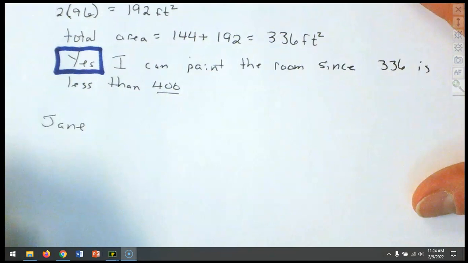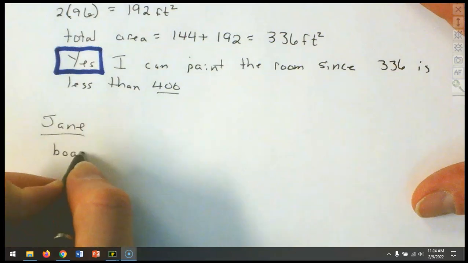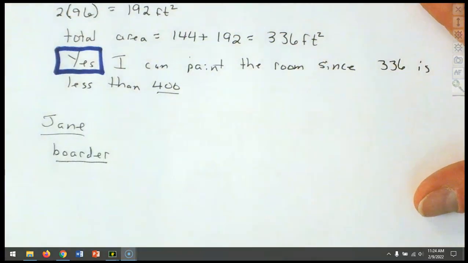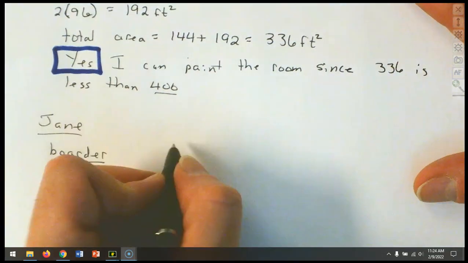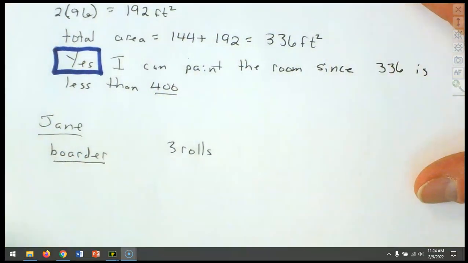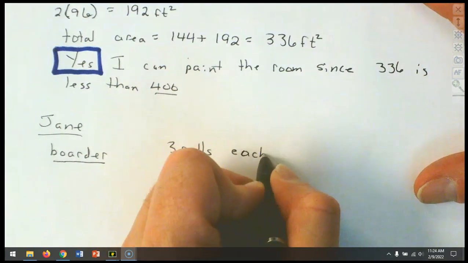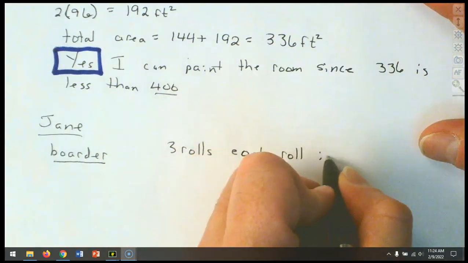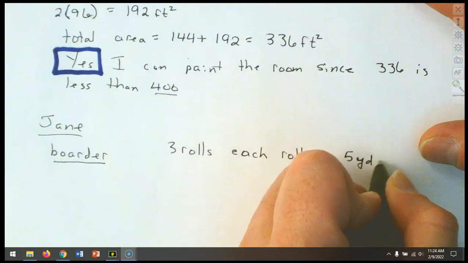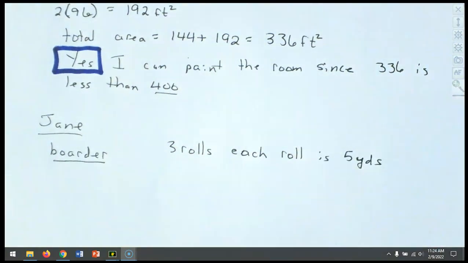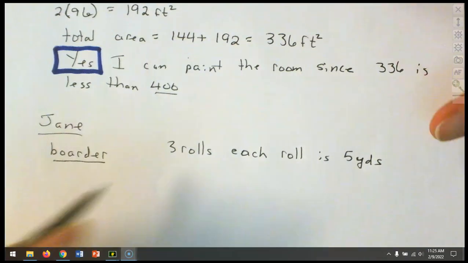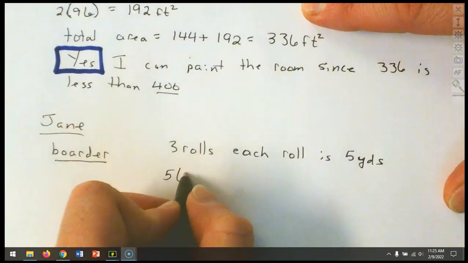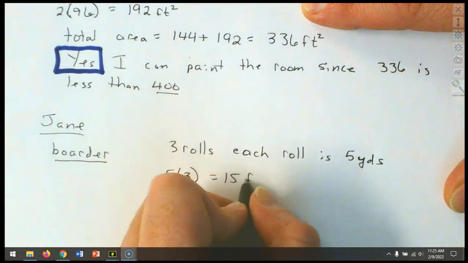And then we're going to now look at the border. Okay, so this is going to be the border. We're still looking at Jane. And the border, we have 3 rolls. And each roll is 5 yards. Let's go ahead and make it all feet. So if we've got 5 yards, how many feet are in a yard? Well, 3 feet in a yard, right? So we have 5 times 3 gives you 15 feet.